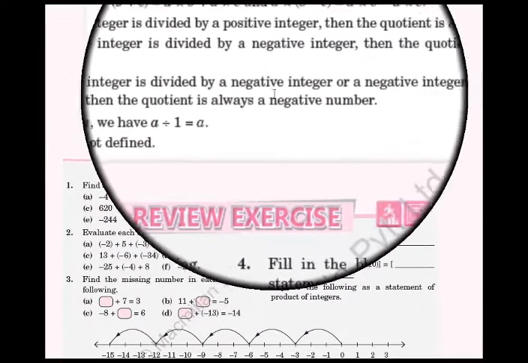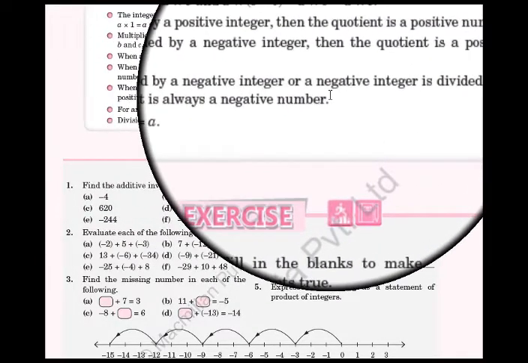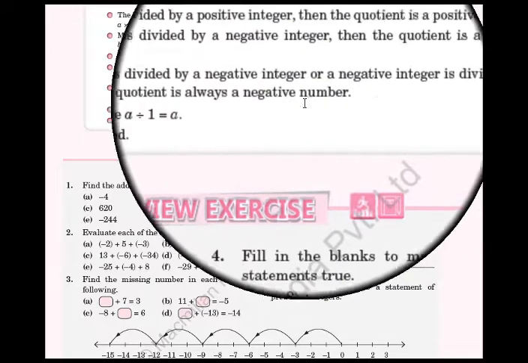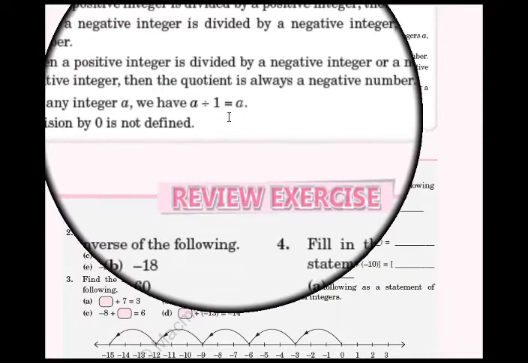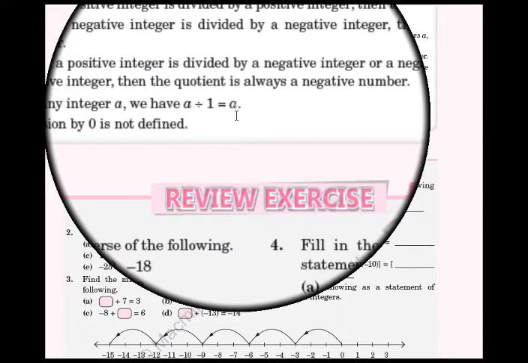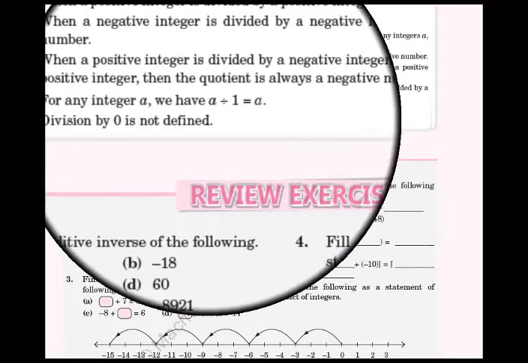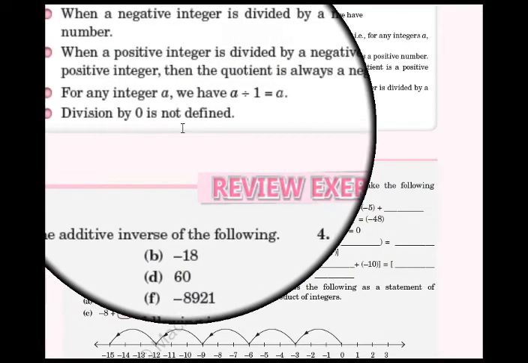When a positive integer is divided by a negative integer, or a negative integer is divided by a positive integer, the quotient is always a negative number. Again, as we know that when plus is multiplied by minus or minus is multiplied by plus, the result is always a negative. The same concept in the division also. For any integer a, a divided by 1 is always a. That means any number when divided by 1 always gives the same number. Division by 0 is not defined, as we have studied earlier, that if any integer is divided by 0 it is not defined, or we can say infinite.